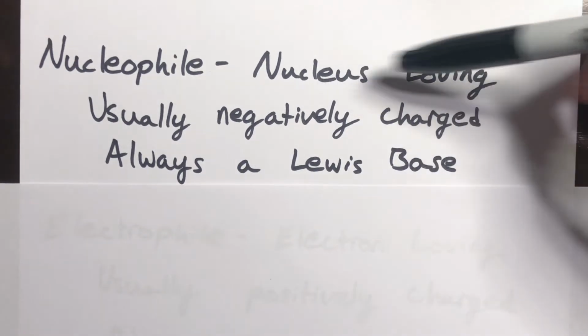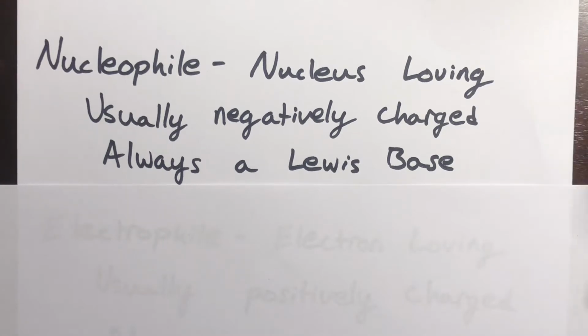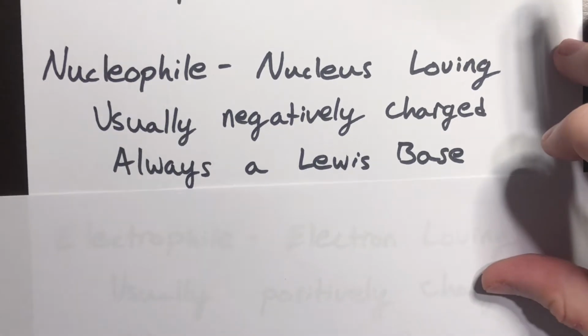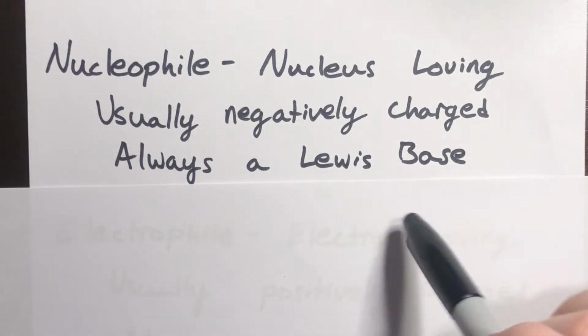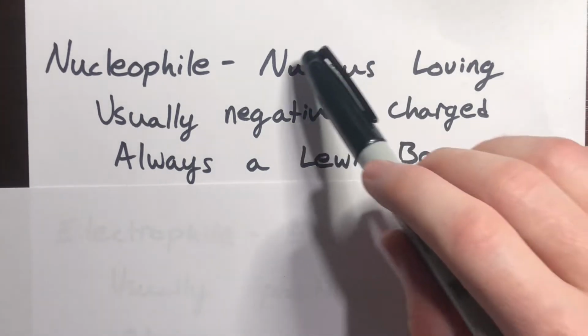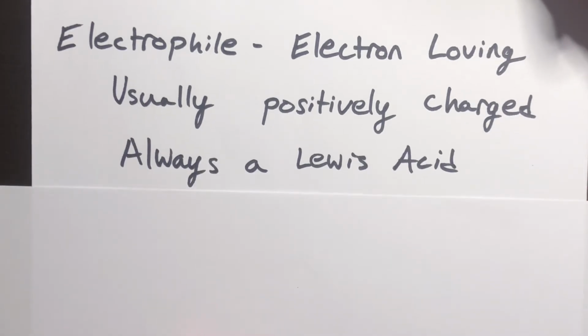And the reason we say they're nucleus loving is because this lone pair or pi bond or whatever our electron-rich region of the molecule is, it has a lot of negative charge, it has a lot of electrons, so it's going to be attracted to positively charged things like a nucleus. So that's why we say nucleophile is nucleus loving. All right, so then the electrophile is next.